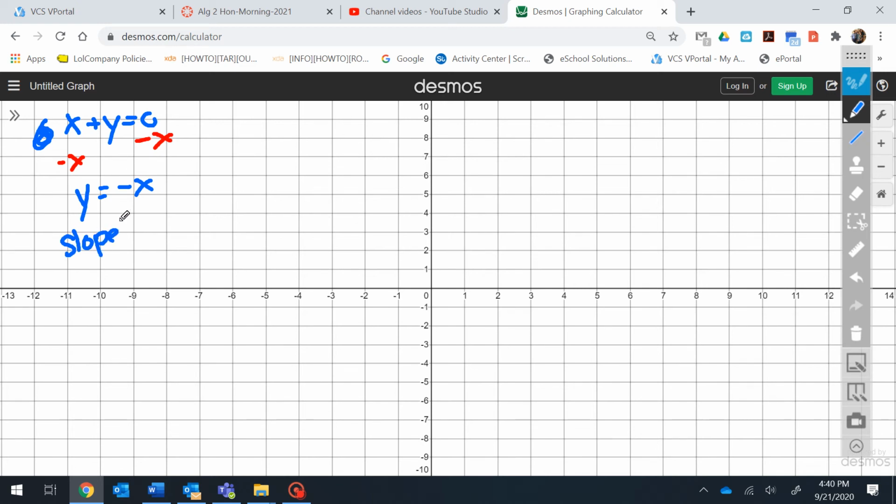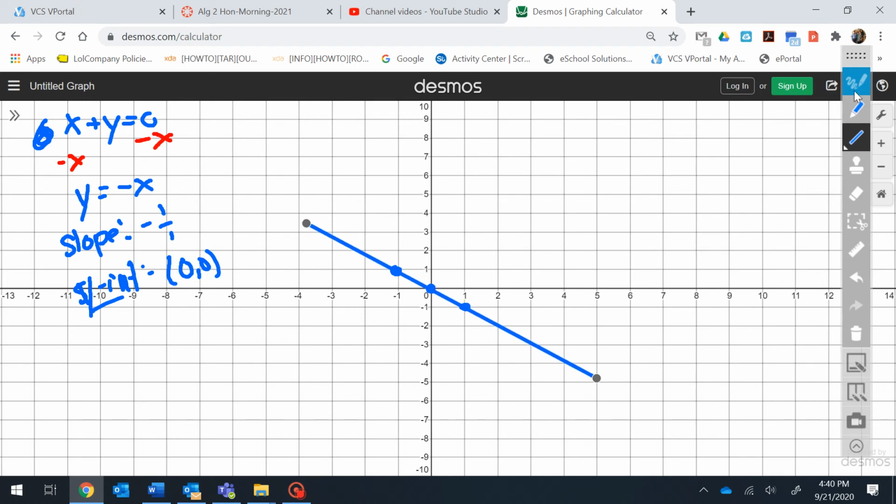Slope of this line, negative 1 over 1, because the coefficient of x is negative 1. The y-intercept of this line, since there's no constant value, is (0, 0). So we'll graph (0, 0) right here. And then our line needs to point down like this, so we go down 1 and over 1, or we could go up 1 and over 1. Either way, it's going to give us our line, like this.